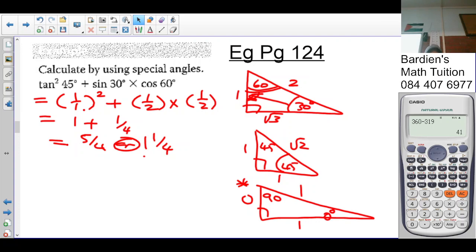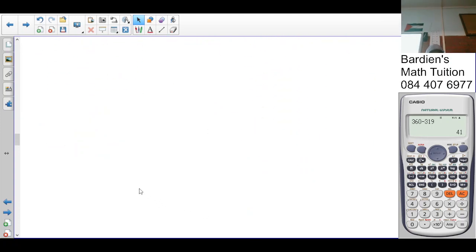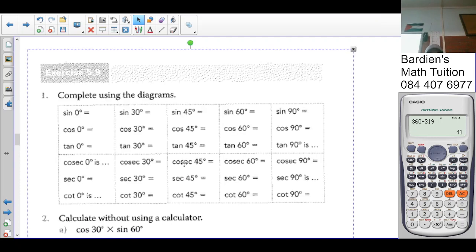For homework, I would like you guys to do exercise 5.9. Exercise 5.9 is on which page? Sorry? Page 124.